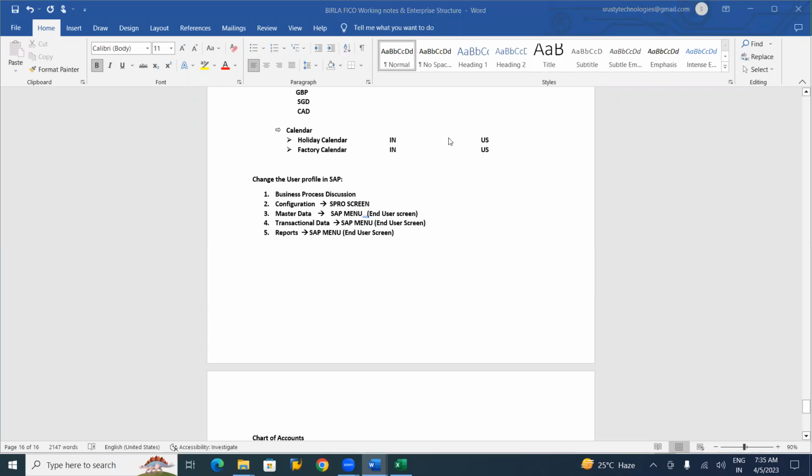Also, we can generate all financial reports related to chart of accounts.